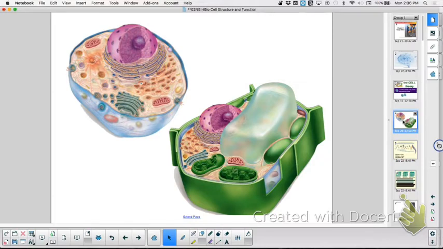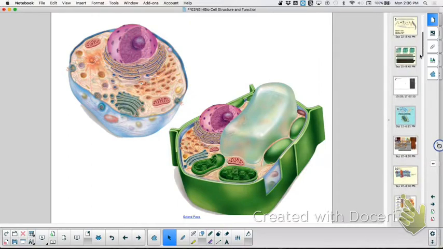Okay, so when you look at the cell now, we know we have a large surface area per volume. When you look at all these things on this picture, you should know what everything is and what everything does. Do you? Okay, good.